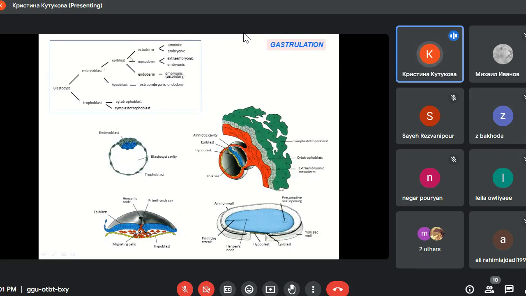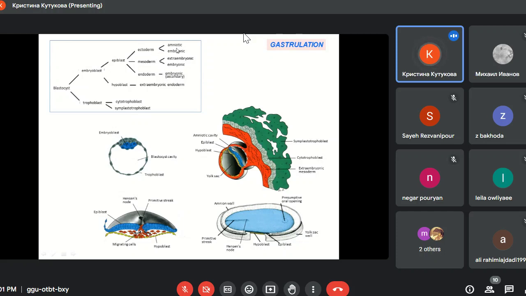Epiblast will give us ectoderm, mesoderm, and endoderm. Epiblast, here, migration of its cells starts. Some of the cells make mesoderm, some of the cells make endoderm, and the cells that do not migrate make ectoderm. So all of the 3 layers of the embryo, ectoderm, mesoderm, and endoderm, develop from epiblast as a result of migration.